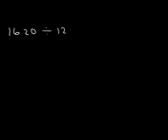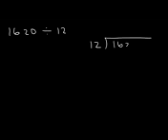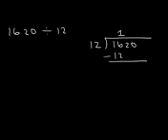Now let's say we want to divide a large number by a 2-digit number. What can we do in this example? Go ahead and try this example. So 12 goes into 16 one time. 12 times 1 is 12, and 16 minus 12 is 4. Now let's bring down the 2.